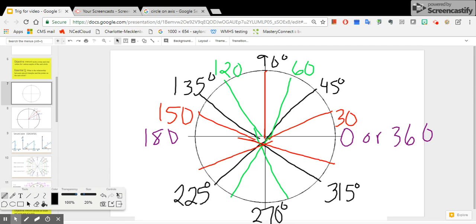So if I were to do the same with my green, my 60s, I went from 60, 120, 180, then I'm going to have 240, 300, 360. And lastly, if I were to count by 30s, I went 30, 60, 90, 120, 150, 180, 210, 240, 270, 300, 330, and lastly, 360 degrees.